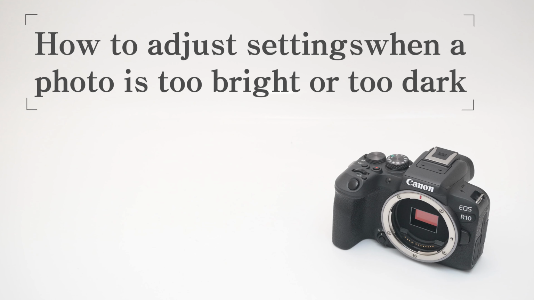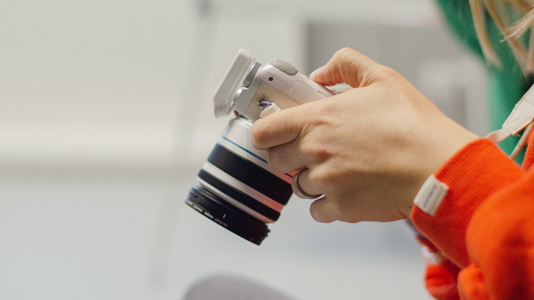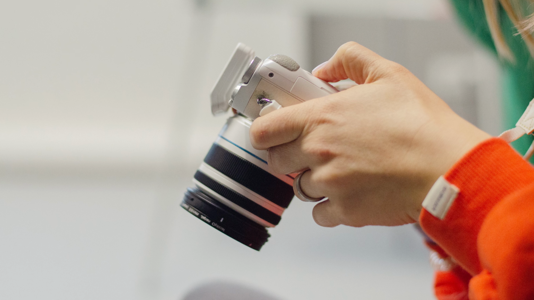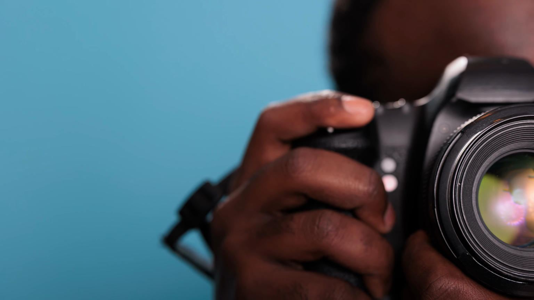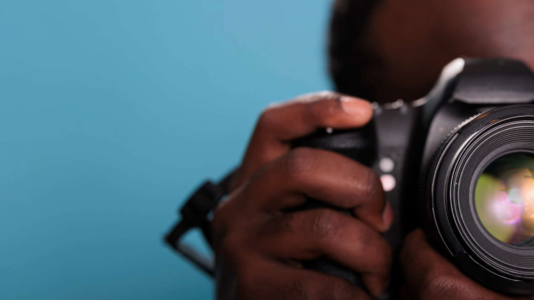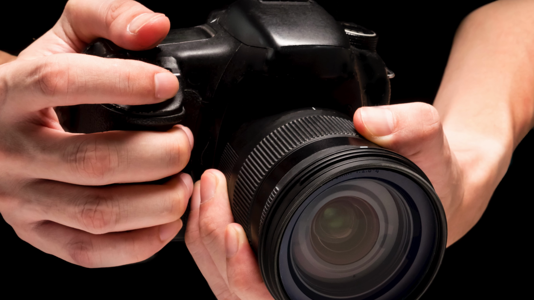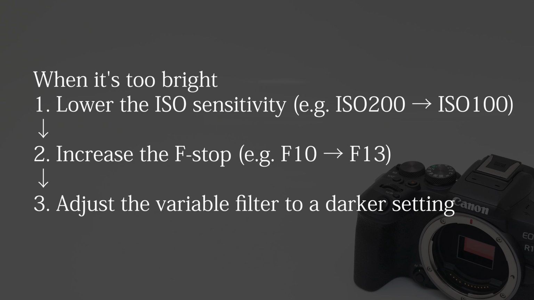How to adjust settings when a photo is too bright or too dark. With long exposure, even small changes in settings can have a big impact on the brightness of the photo, so it's a good idea to know some tips on how to make adjustments. Review the settings in the following order. If it's too bright, first lower the ISO sensitivity. Next, increase the f-stop. Finally, set the variable filter to a darker setting.